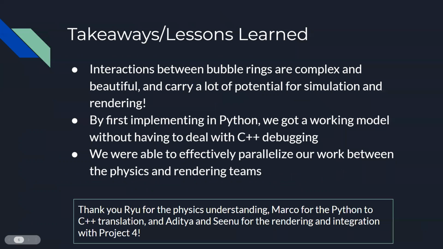In conclusion, interactions between bubble rings are complex and beautiful and carry a lot of potential for simulation and rendering. One thing we learned is that by implementing first in Python, we got a working model without having to deal with C++ debugging. And we were also able to effectively parallelize our work between the physics and rendering teams.